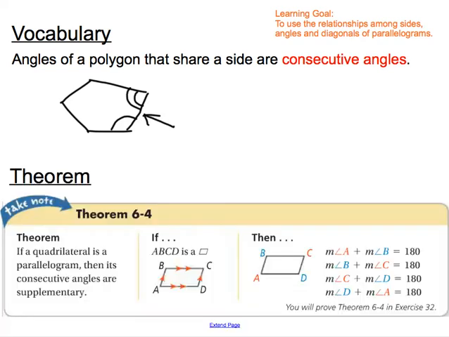And this gives us our second theorem. It says that if a quadrilateral is a parallelogram, then its consecutive angles are supplementary. So in this case, we start with parallelogram ABCD again, and we can see that A and B are supplementary, B and C are supplementary, C and D are supplementary, and D and A are supplementary. And you'll get the chance to prove this in class tomorrow.